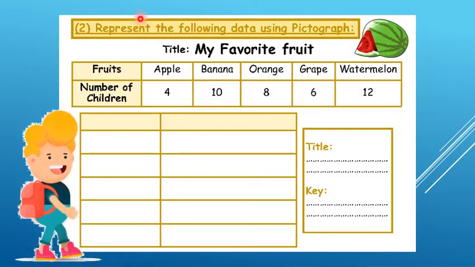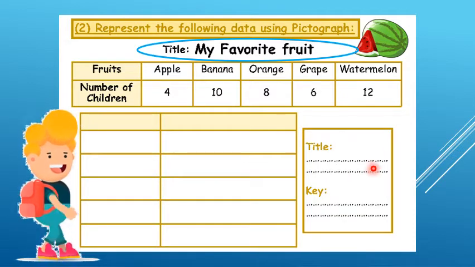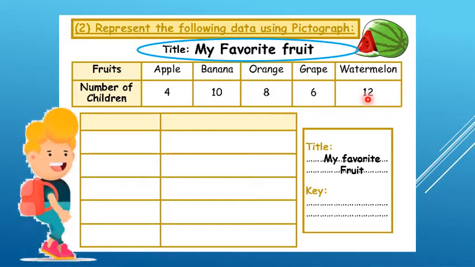Next exercise: represent the following data using pictograph. We have a title and a table with fruits and the number of children. This table is our data. First of all, go to our title and write it down using your pencil to the right of this table. Our title will be My Favorite Fruit. And for our key, go to our table and notice these numbers of friends. We have 4, 10, 8, 6, and 12. Then what is our scale?